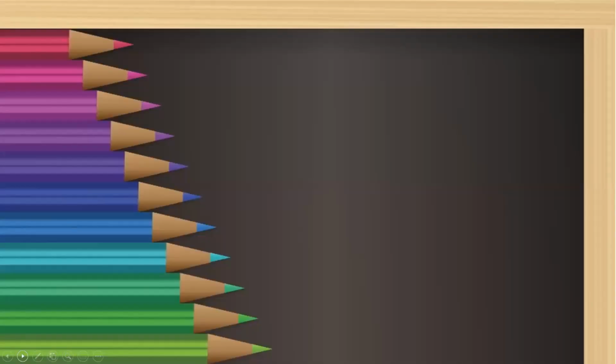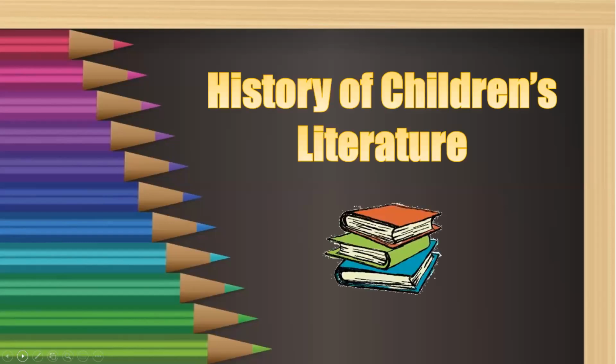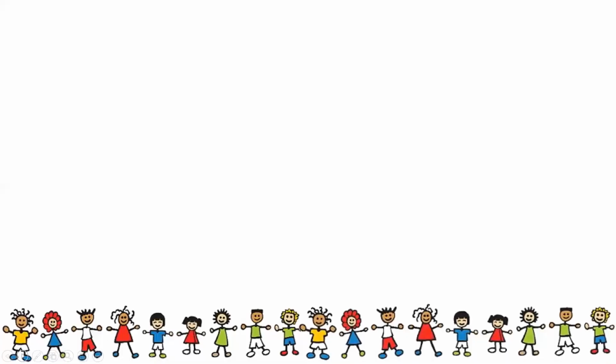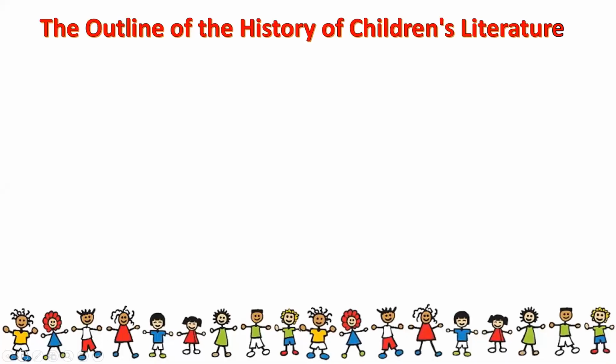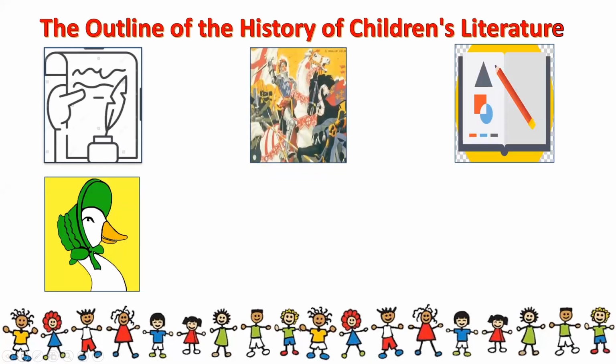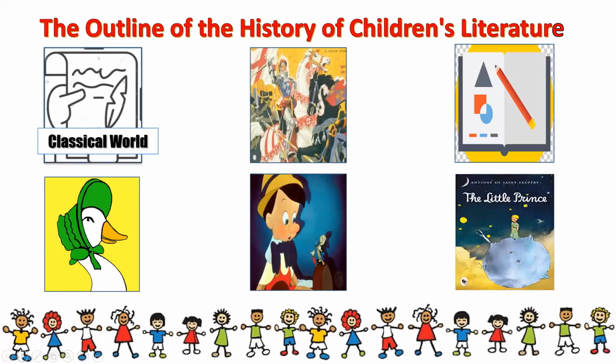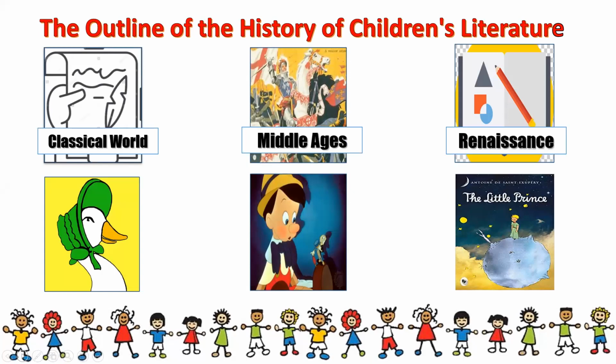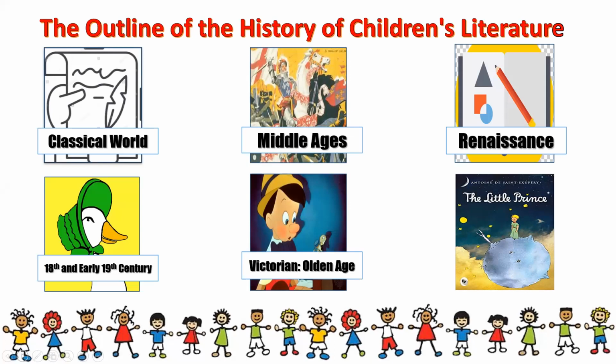Okay? So, in order for us to fully understand the value of children's literature, we'll also have to understand its history. Right? So we'll have the outline for the history of children's literature. So we'll start with the classical world, followed by the Middle Ages, Renaissance period, 18th and 19th century, then Victorian or Golden Age, and we also have the 20th century.